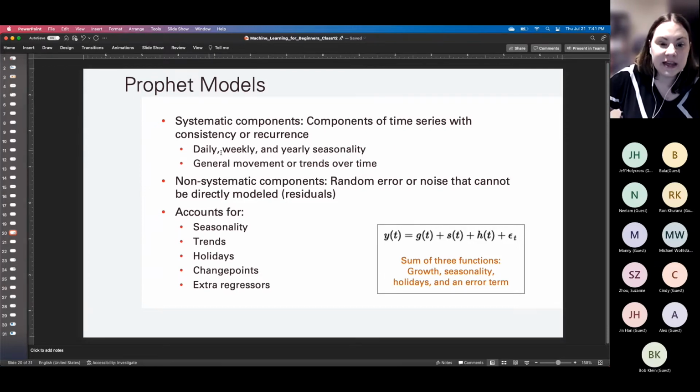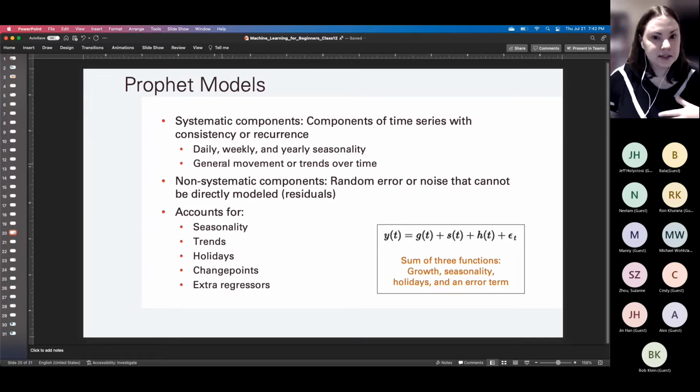It allows you to look at daily, weekly, and yearly seasonality. So if you have hourly data and you're looking at daily patterns, it will look at that too. It also looks at general movement or trends over time. It's called a time series decomposition model because it decomposes the particular time series into separate parts: the trend, the seasonality, the random variation, and also any regressors that you put in. It will break them out into their component parts. That's why it's called a time series decomposition model.